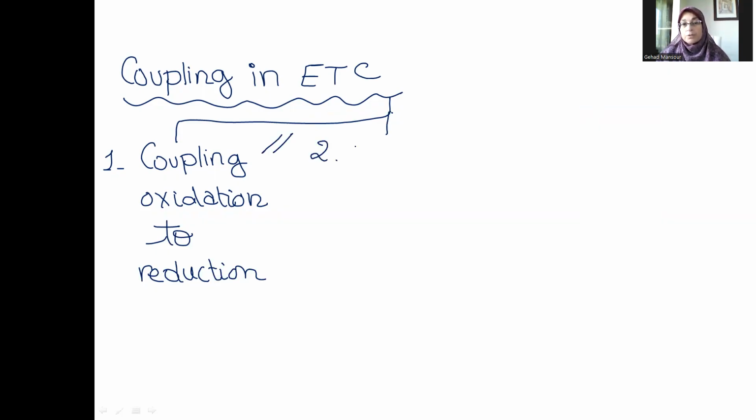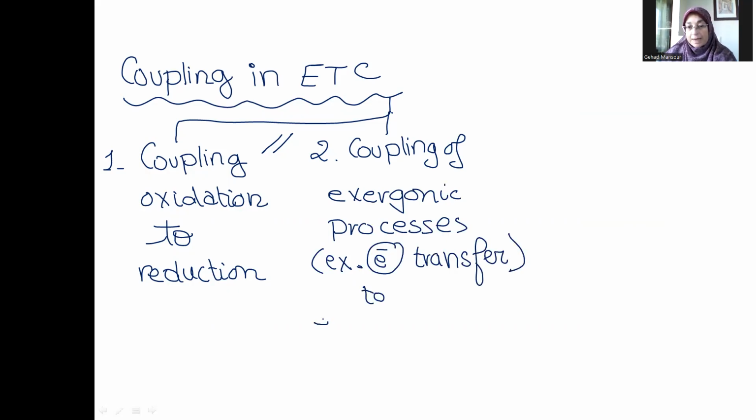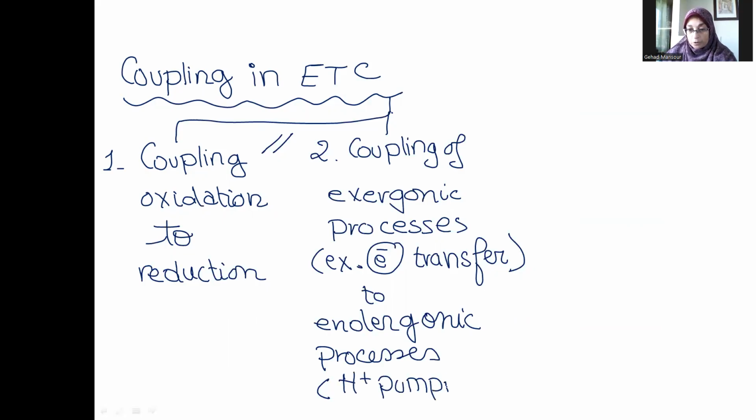So the second coupling process is coupling of exergonic processes, for example the electron transfer, to endergonic processes, and the prototype of those endergonic processes is proton pumping to the outer mitochondrial space.